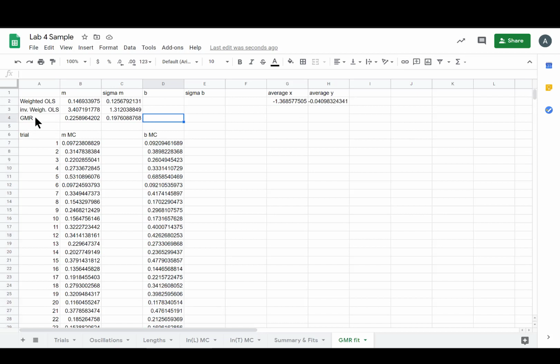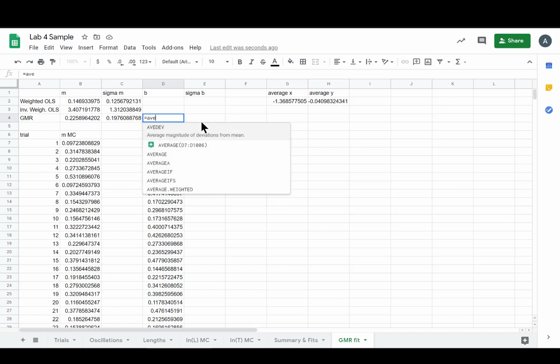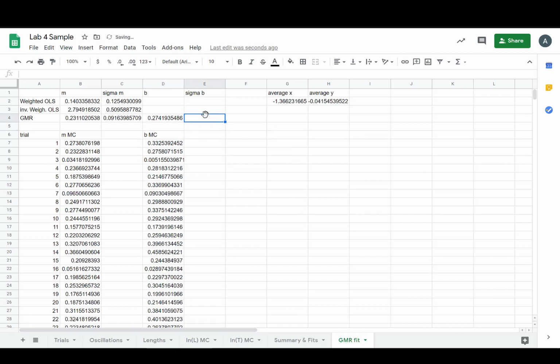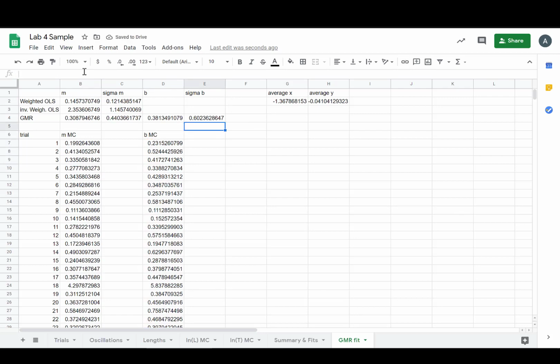So now we want, for the GMR fit, we're going to put B and sigma B here. So we want equals average D7 to D1006. That's it. That's what we want. That's awesome. And now we want equals STDEV.S, and this is going to be the same range. We go to D1006. Awesome. So now we have B and sigma B, and we have M and sigma M.